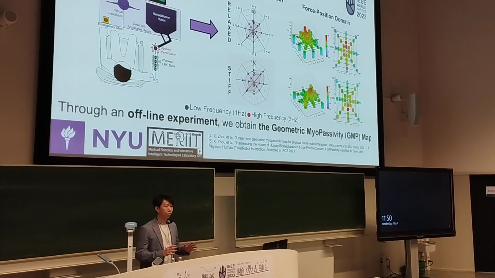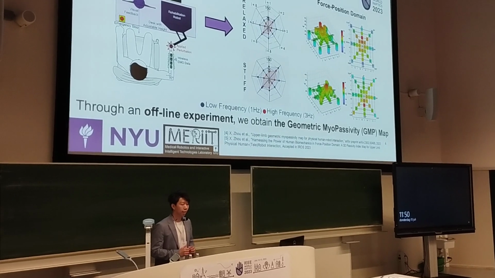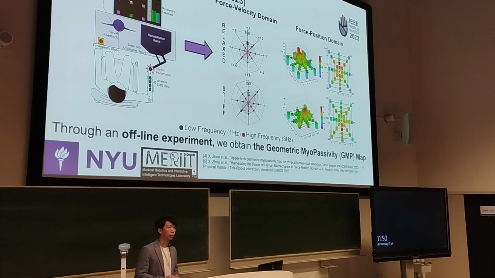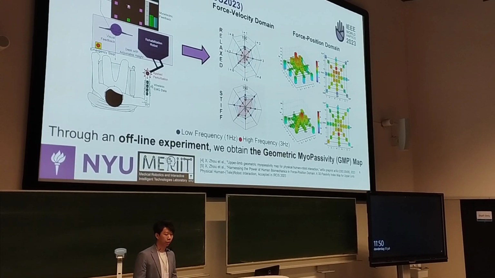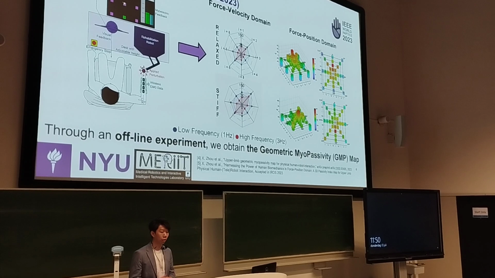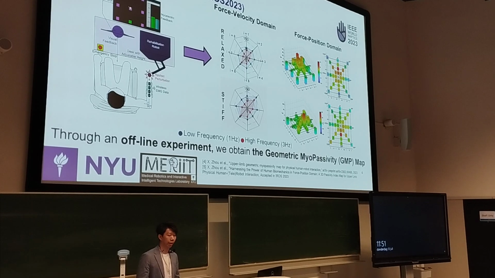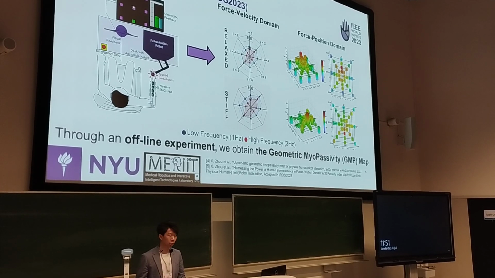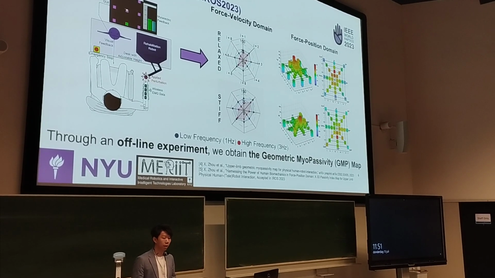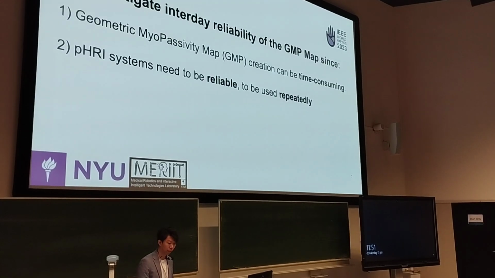Currently, we quantify the energy absorption capabilities through an offline identification process. The outcome is a geometric myopassivity map, the GMP map, which can visually show the energy absorption capability under different conditions, such as directions, interaction frequency, and also the muscle co-contraction condition. We have identified the 2D GMP map in the force-velocity domain and the 3D GMP map in the force-position domain when we include the frequency context of interaction. More information can be found in our recent papers at IEEE 2023 and IROS 2023.